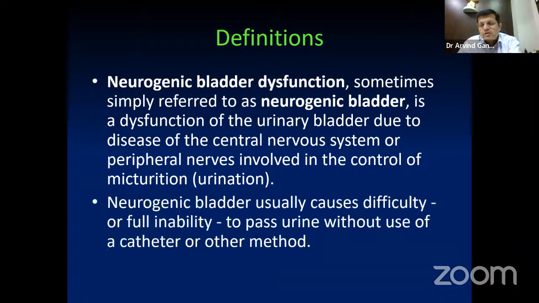One has to remember that whenever one labels a patient as having a neurogenic bladder, you should have some discernible cause which can be attributed to the bladder dysfunction. All neurogenic bladders usually cause difficulty or full inability to pass urine without the use of a catheter or any other method. These are a few prerequisites you should always keep in mind: always look for something neurological before you label that patient as a neurogenic bladder.